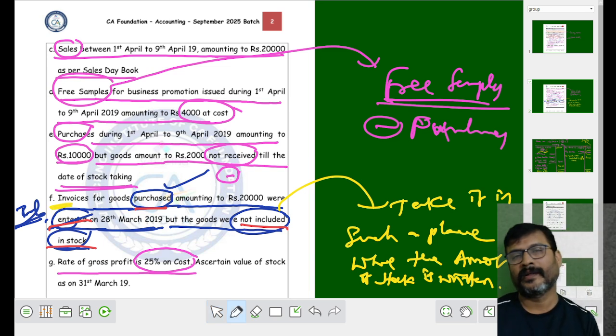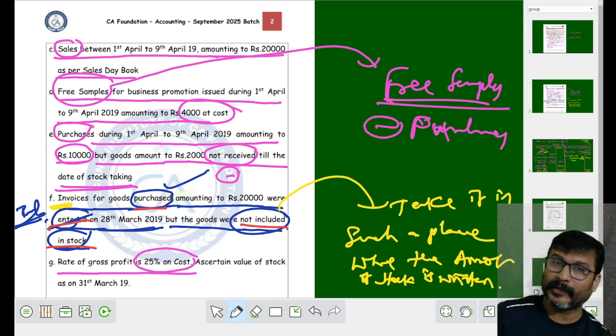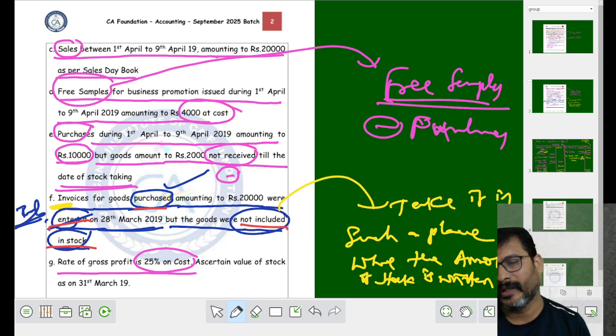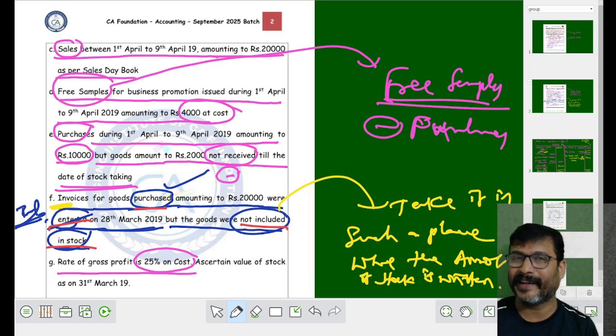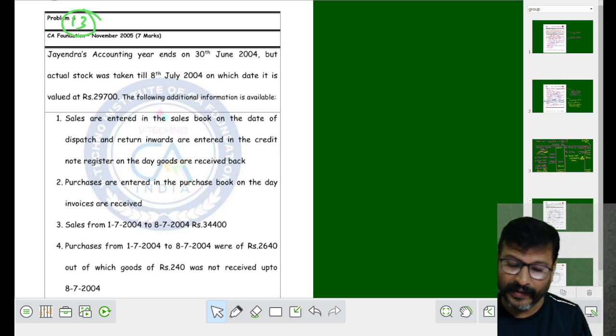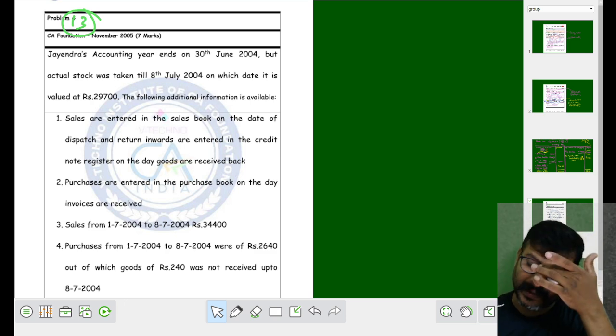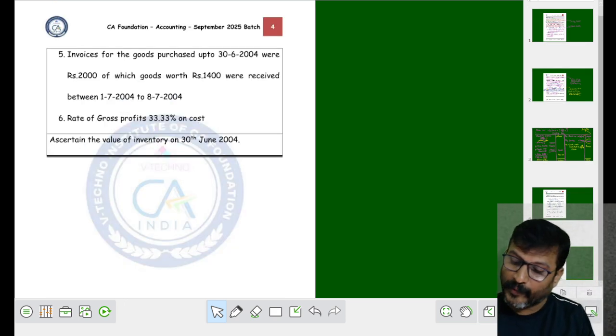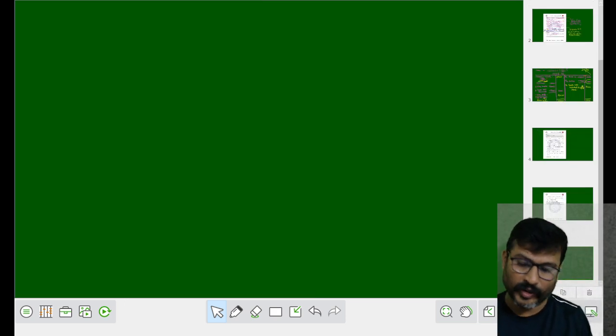Purchased, entered, but not included in stock. When it is not included in stock, take it in such a place where the amount of stock is written. Fine, let us move on to problem number 13. For problem number 13, get ready with your normal format.